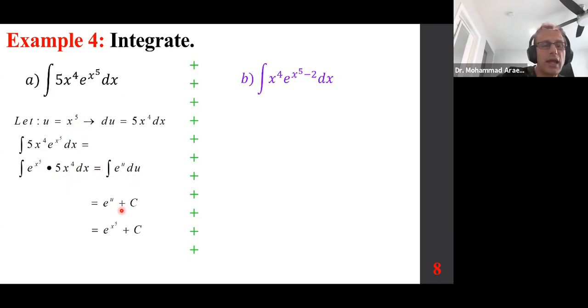If you have any doubts, you can differentiate this. I hope you realize quickly if you differentiate this, you get the same thing times the derivative of this, which is 5x to the power of 4. So it gives you this answer, and you're fine.